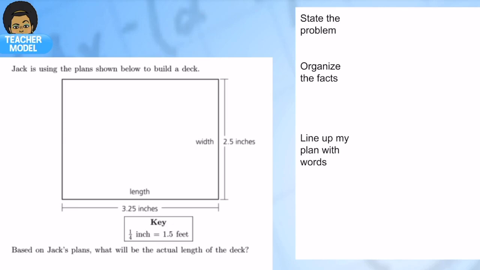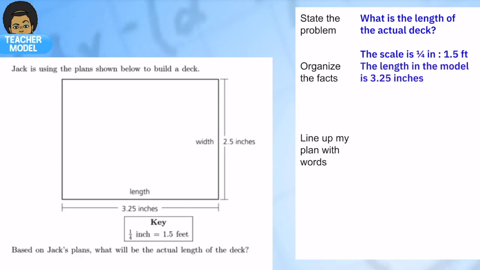Here's our second model problem. Jack is using a plan shown below to build a deck. So you can see it's rectangular. We have the length and width in inches, and you see the key at the bottom, which is the same as our scale, where 1/4 inch is equal to 1 5/10 feet. Based on Jack's plans, what will be the actual length of the deck? So they're asking us just that question, what is the length of the actual deck? And we know the scale is 1/4 is equal to 1 5/10 feet. We know the length of the model on the plans, and we know the width on the plans.